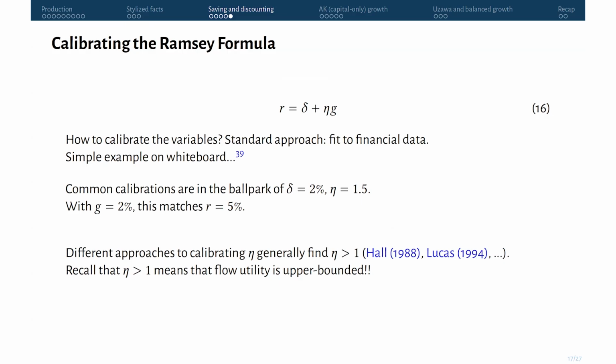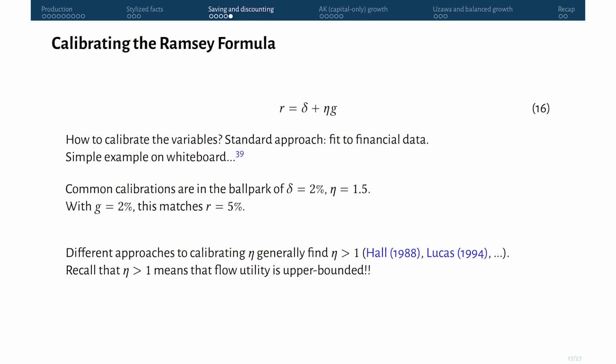So this is what'll be generating the 5% interest rate we talked about before. Maybe 2% of it's driven by pure time preference, and then another 3% is driven by the fact that consumption is growing at 2% a year, and consumption is less valuable when you're richer because of this eta. There are all sorts of different approaches, but they do generally find an eta greater than 1.